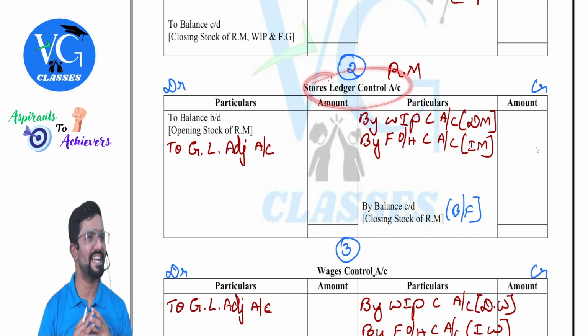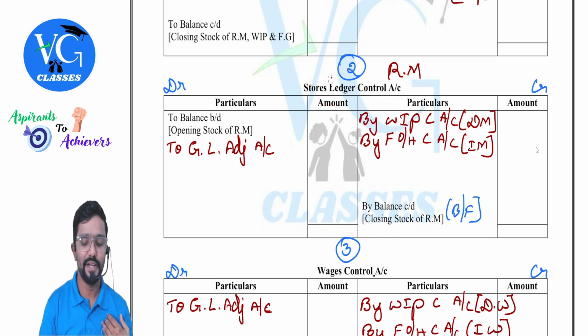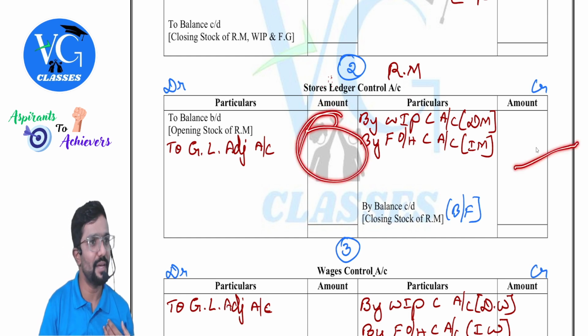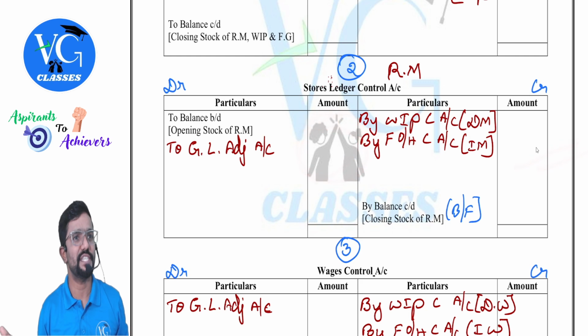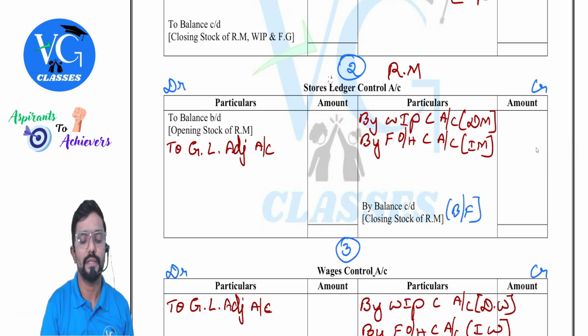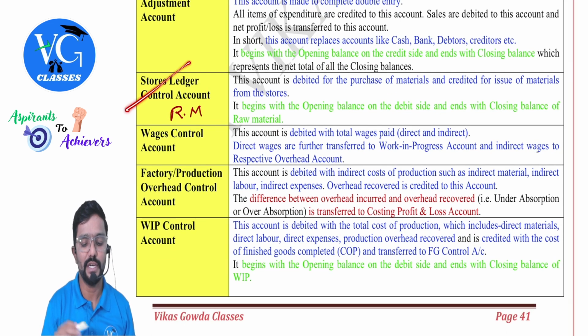Stores ledger is an asset, guys. Correct. Inventory is an asset for me. Debit what comes in, credit what goes out. When you purchase, debit it. When you issue, you credit it. Issue means it's going out, right? Yes. Okay, fine. We are done with this stores ledger.